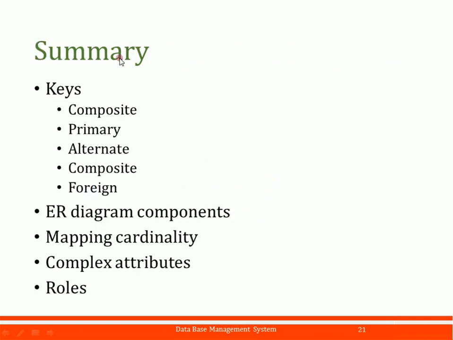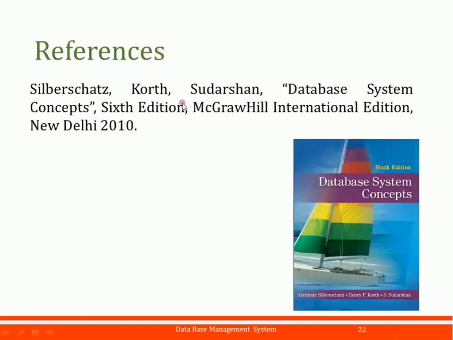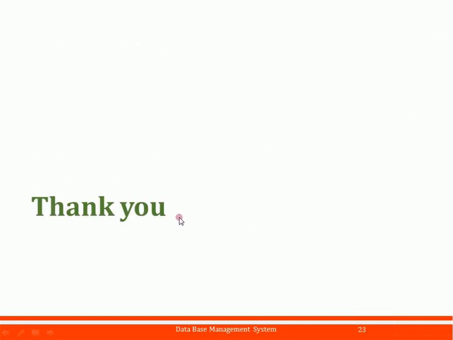Summary: we have discussed a lot of things in this session. We started with keys, which are used for identification of the tuples in a relation. We have different types of keys like composite key, primary key, alternate key and foreign keys. And we have discussed ER diagram components, mapping cardinality, the complex attributes and the roles. This is the reference book. Thank you.